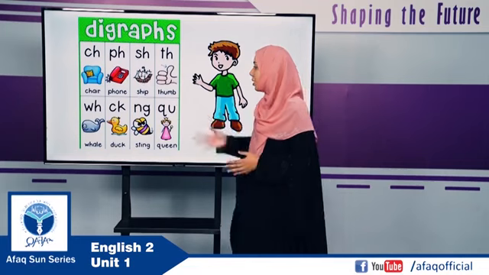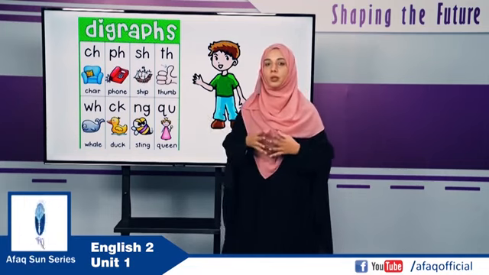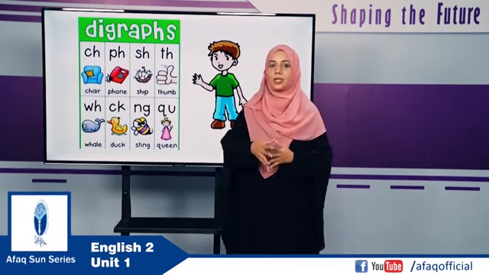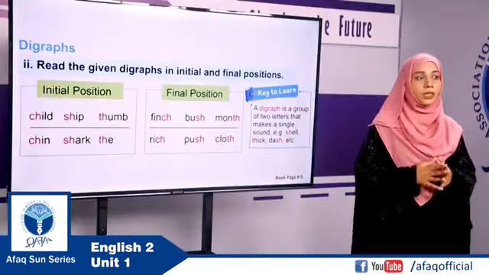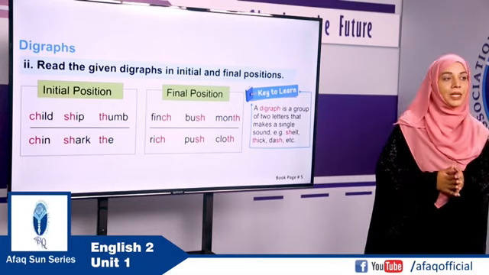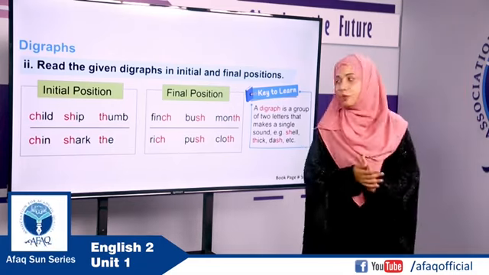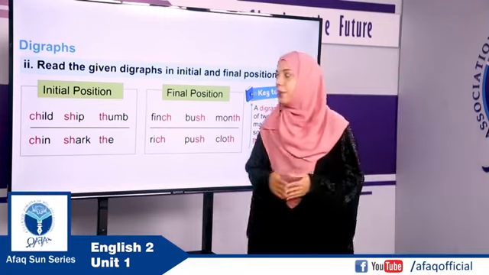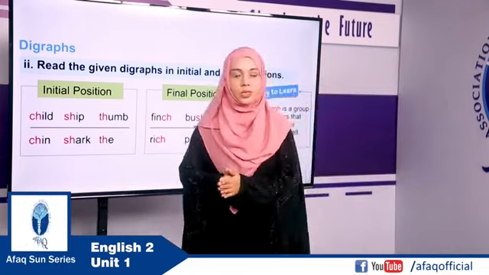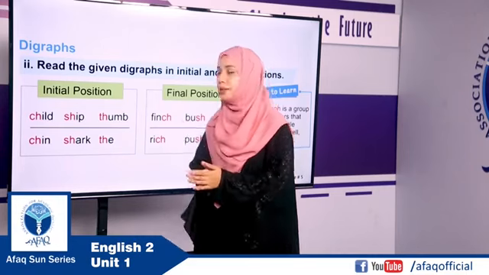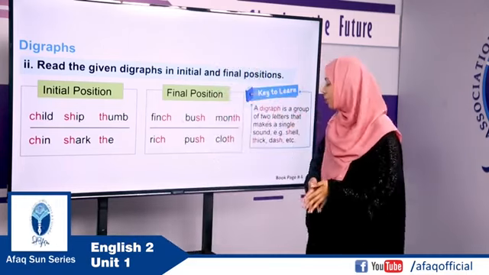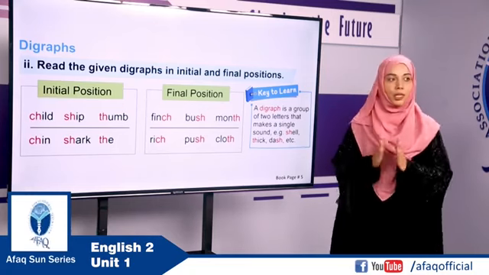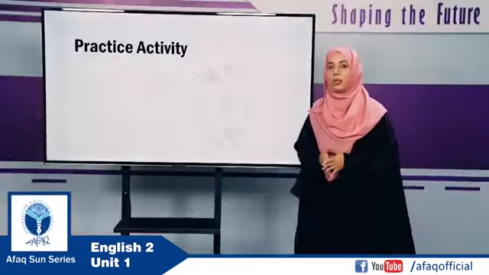Alright, on this chart there are 4 more consonant blends. I want you to read them carefully after pausing this video. Dear students, digraphs can come at the final position of the word, for example in these words, or they can also come at the initial position of the words. For example, these words. These words have been provided on page 5 of your textbook. Now read these words carefully and then come back.